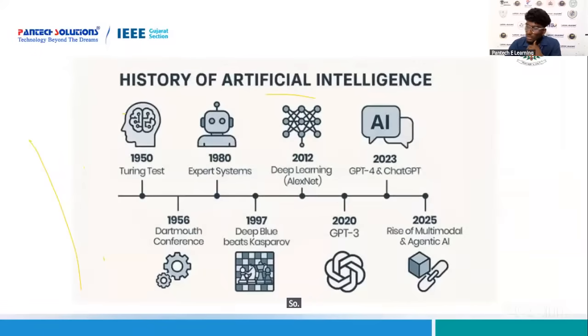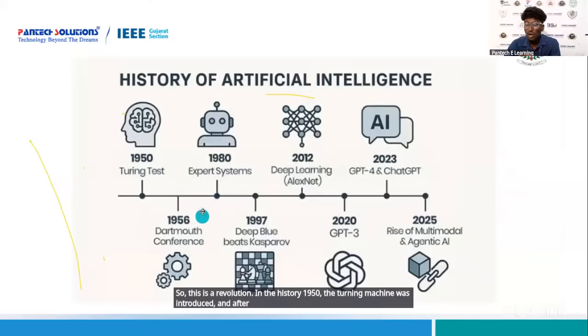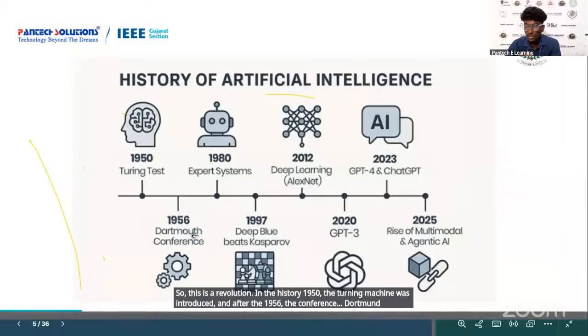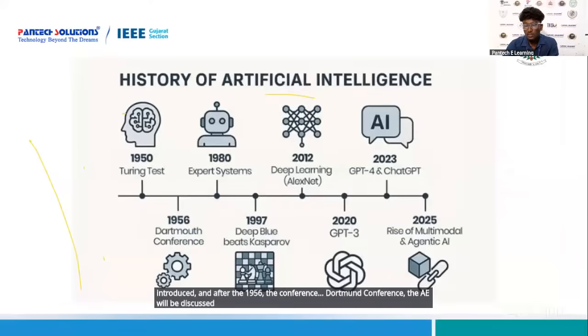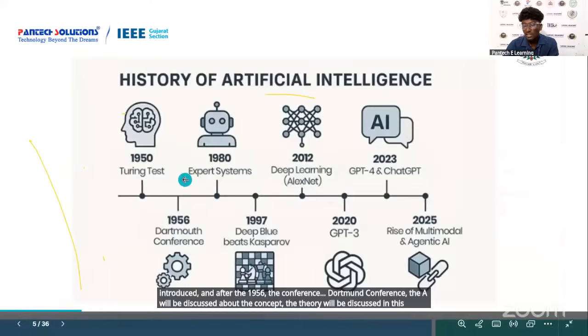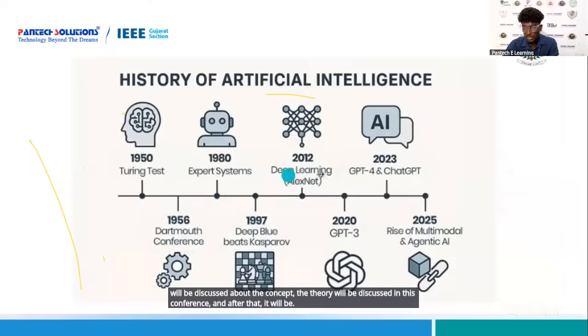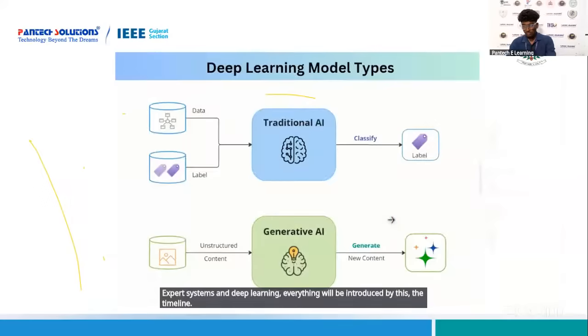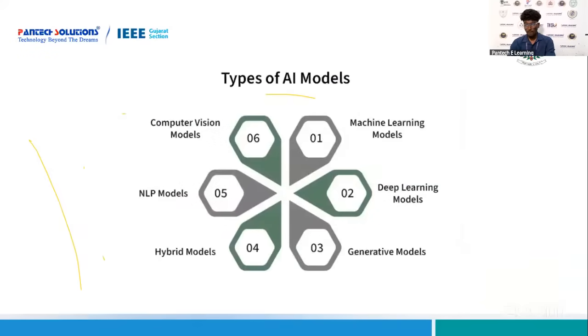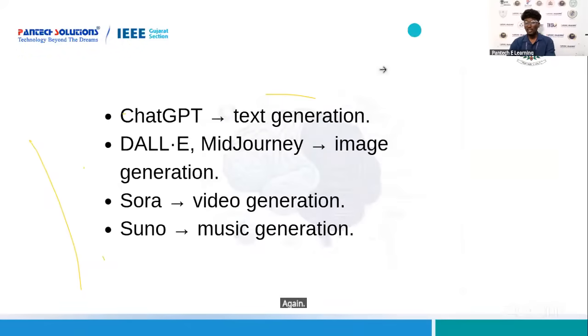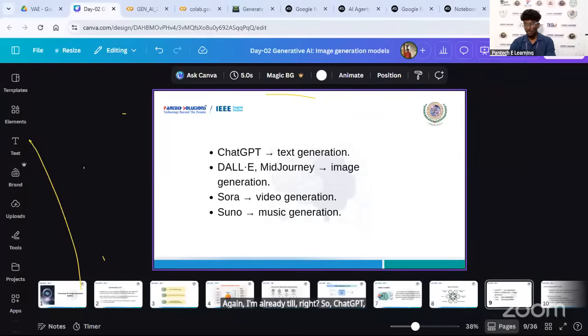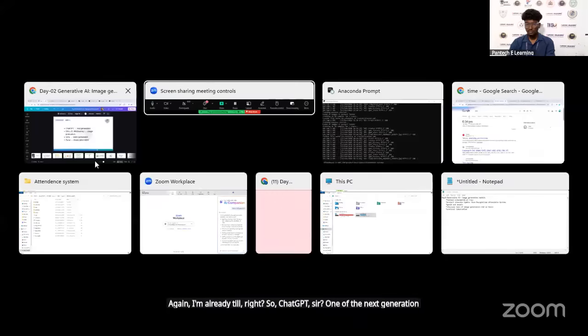So this is the AI revolution. In history, in 1950 the Turing machine was introduced, and after that, in 1956, the Dartmouth conference discussed the concept and theory of AI. After that, expert systems and deep learning were all introduced along this timeline. I already told you, ChatGPT is one of the text generation AIs, right?